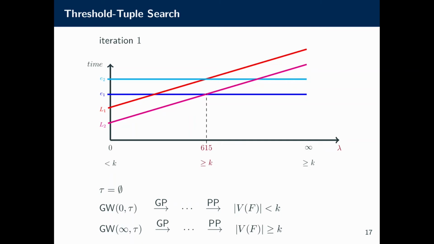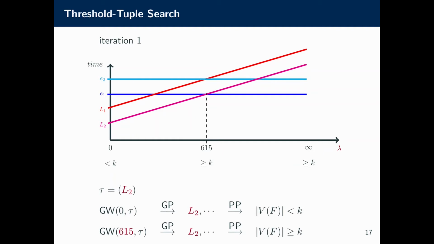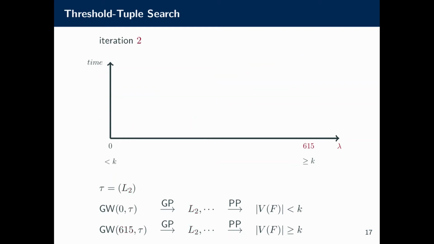In this example, we observe that in the open interval between 0 and 615, the first event is the event of subset L2, and that for lambda greater than 615, the first event is the event for edge E1. We note that at the value of 615, the two events are concurrent, and in this example, giving priority to L2 in the first iteration yields a tree with at least k vertices. Hence, we include L2 in our tie-breaking list. Note that now, any execution of the algorithm with lambda in the interval between 0 and 615 processes the subset event of L2 first. Thus, we reduce the search to this interval and repeat the process for the second event.